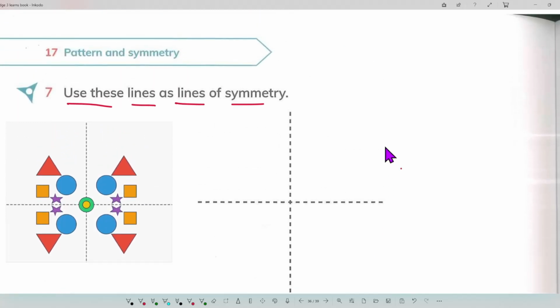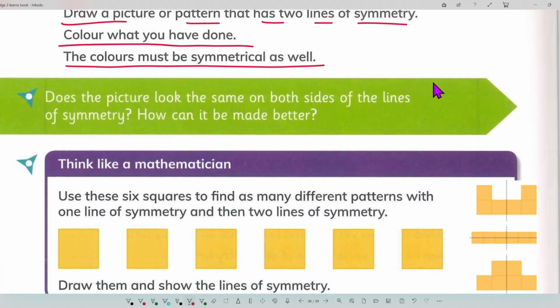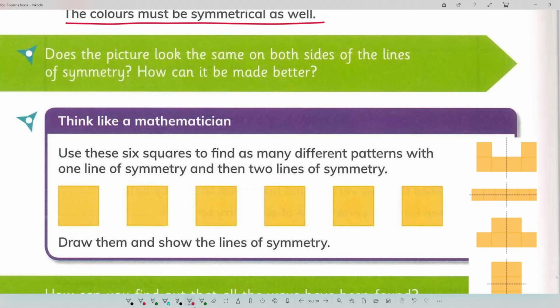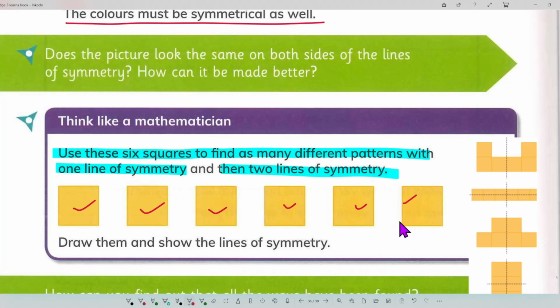So ultimately our chapter is complete, which is 17.2, Pattern and Symmetry. But think like a mathematician. Here we have to use these 6 squares to find as many different patterns as possible with one line of symmetry and two lines of symmetry. Look, here are 6 square shapes, 1 2 3 4 5 6. So we can make it this way.